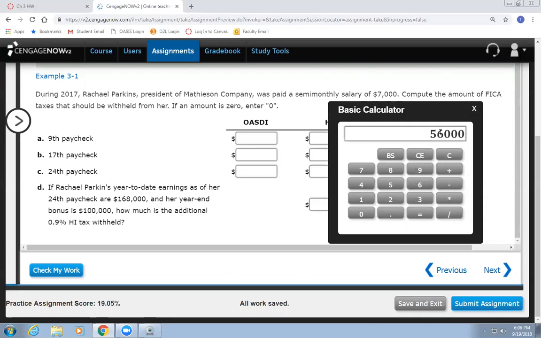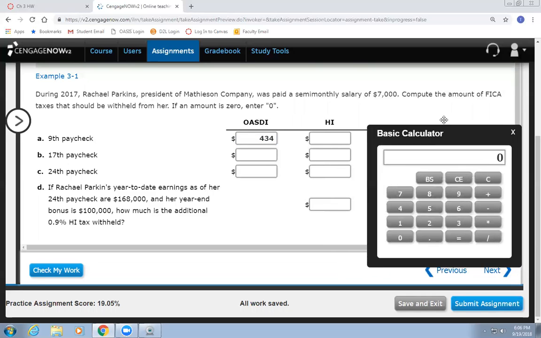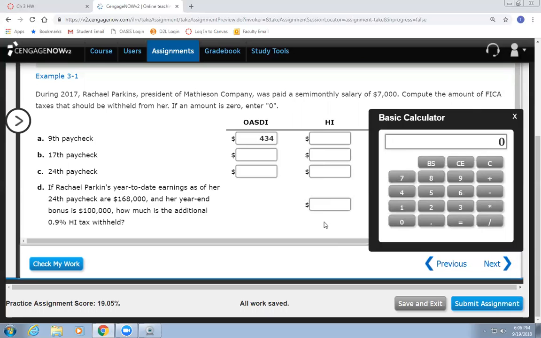Okay. So I would literally just take 7,000 times 6.2%, and her Social Security tax for this period on the 9th paycheck would be $434. Well, at 56,000, she's nowhere near that extra Medicare tax yet either. So we would just take the 1.45% to get the high. So 7,000 times 1.45% is $101.50.